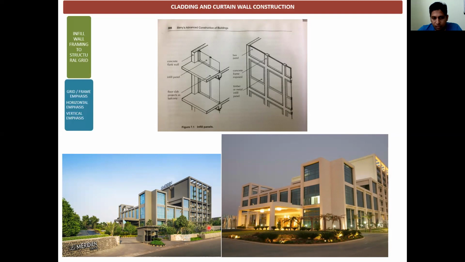And if in some design the vertical supports are not taken into consideration, only the horizontal supports, that is beams and slabs, are taken into consideration, that will be called horizontal emphasis. This example in front of you is used with a combination of horizontal as well as vertical emphasis and a combination of grid framing. That's why it's called infill wall framing to structural grid.